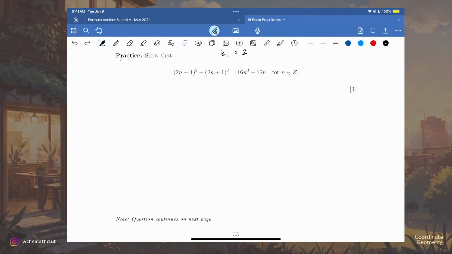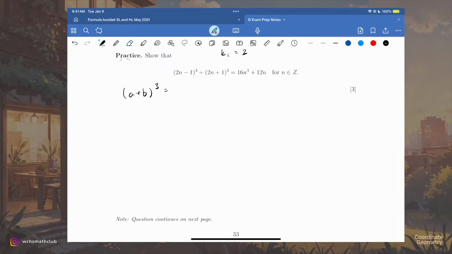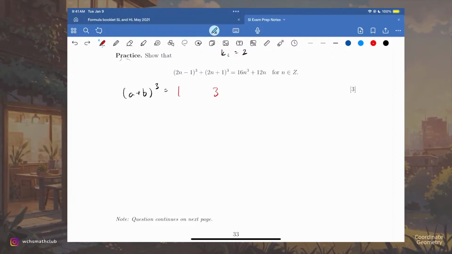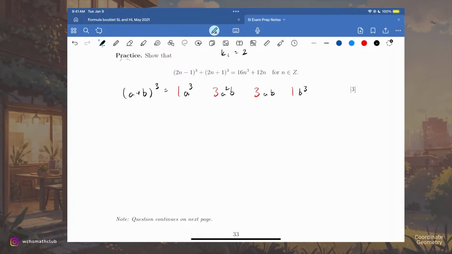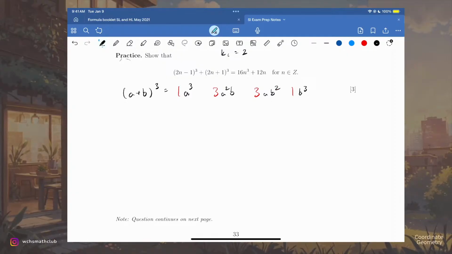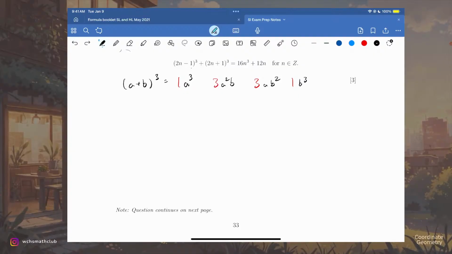So if you recall, (a plus b) to the power of 3 equals, and then by the binomial expansion we're going to put the coefficients down. So 1, 3, 3, 1, like that. And if you recall from the formula, we have a to the power of 3 right here, a squared b, a b squared, and then b cubed, like that. Okay, and then essentially you just want to do the same thing, but replace it with these numbers up here. So for the first one we have a equals 2n, and this is b.